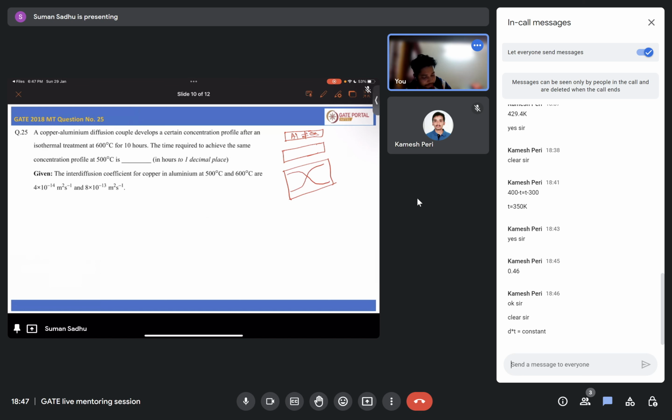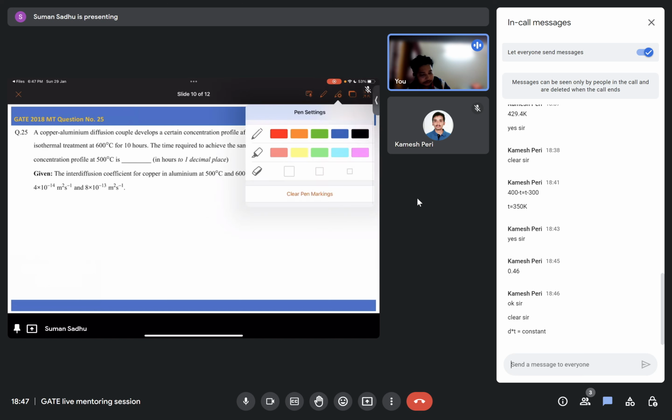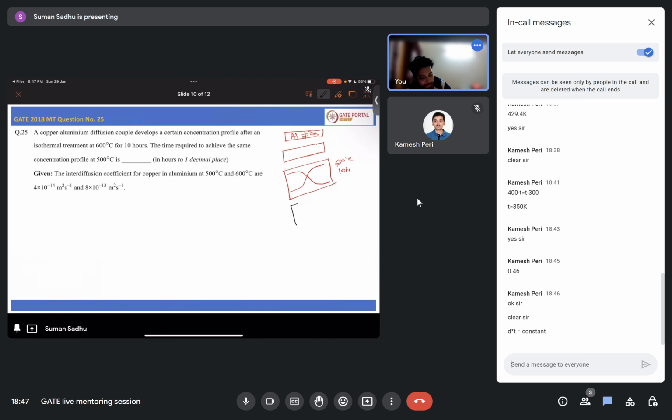So this is at 600 degrees centigrade and 10 hours. Now it is asked that you want the same profile, but now at a temperature of 500 degrees centigrade.